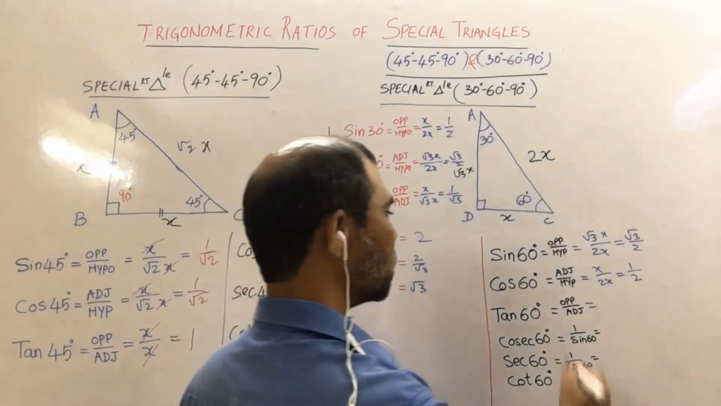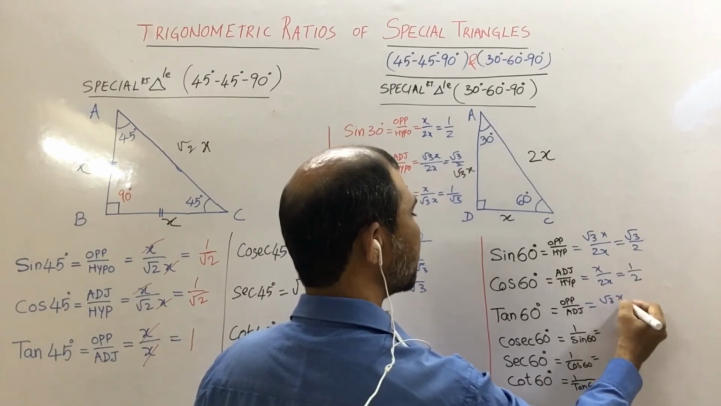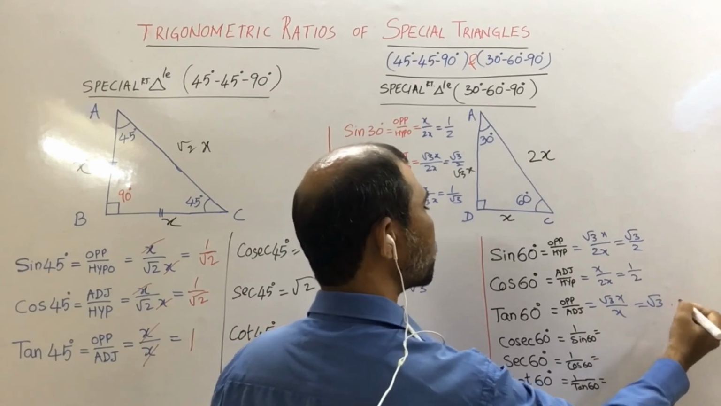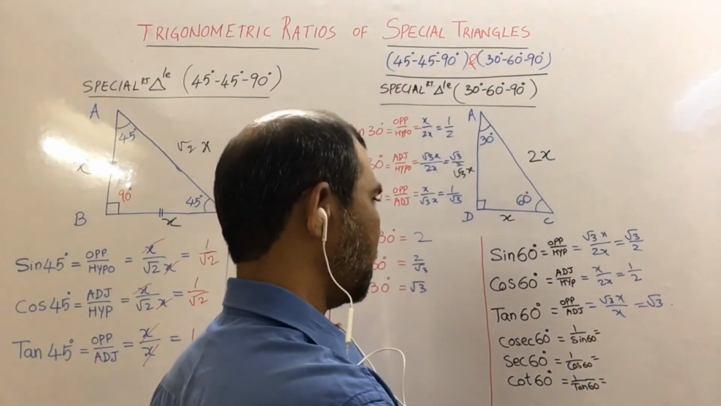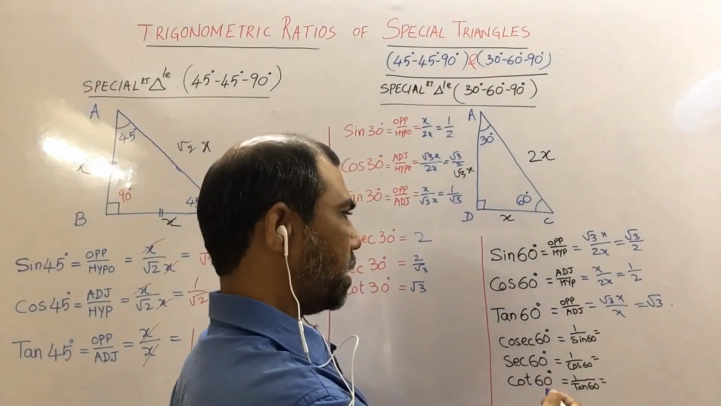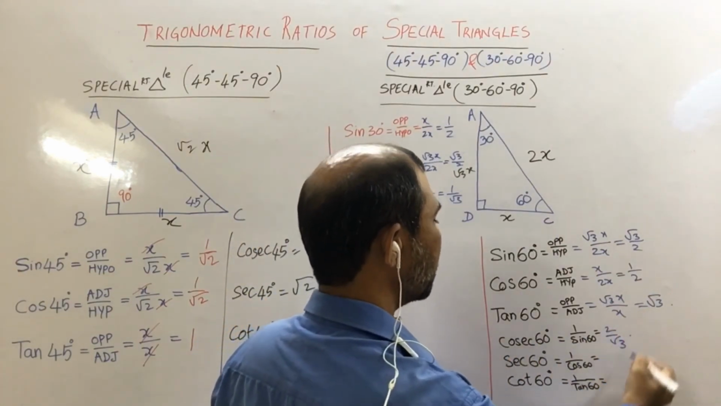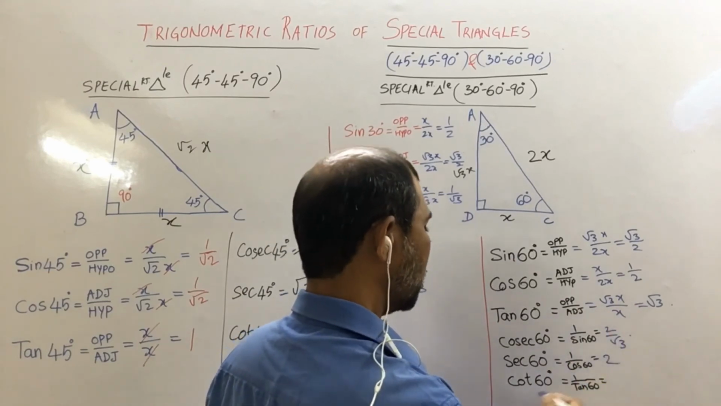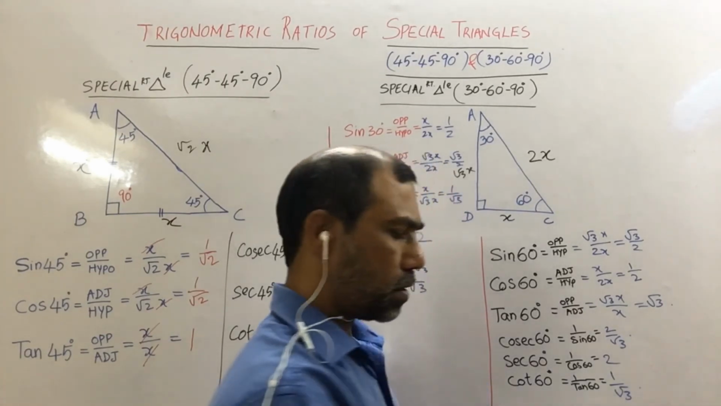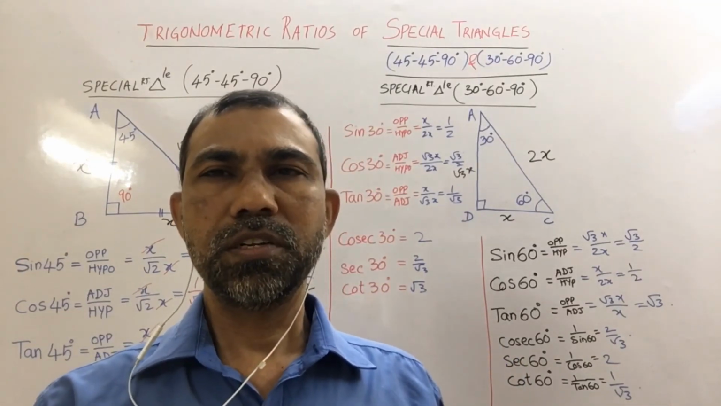Tan 60 is equal to opposite over adjacent. Opposite to 60 degrees is square root of 3x over adjacent is x. X gets cancelled, you get square root of 3 is tan 60. Same way, you can calculate the reciprocals of these three basic trigonometric functions, like cosecant 60 is 2 over square root of 3 and secant 60 is 2 and cot 60 is 1 over square root of 3. Here we have derived all the trigonometric ratios for the special triangles.